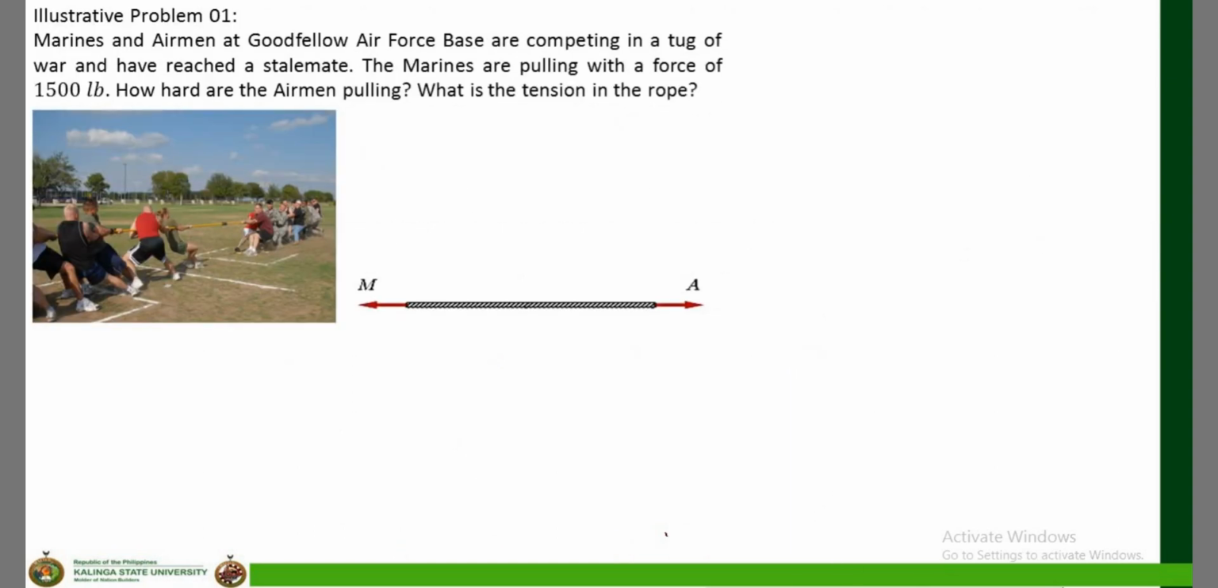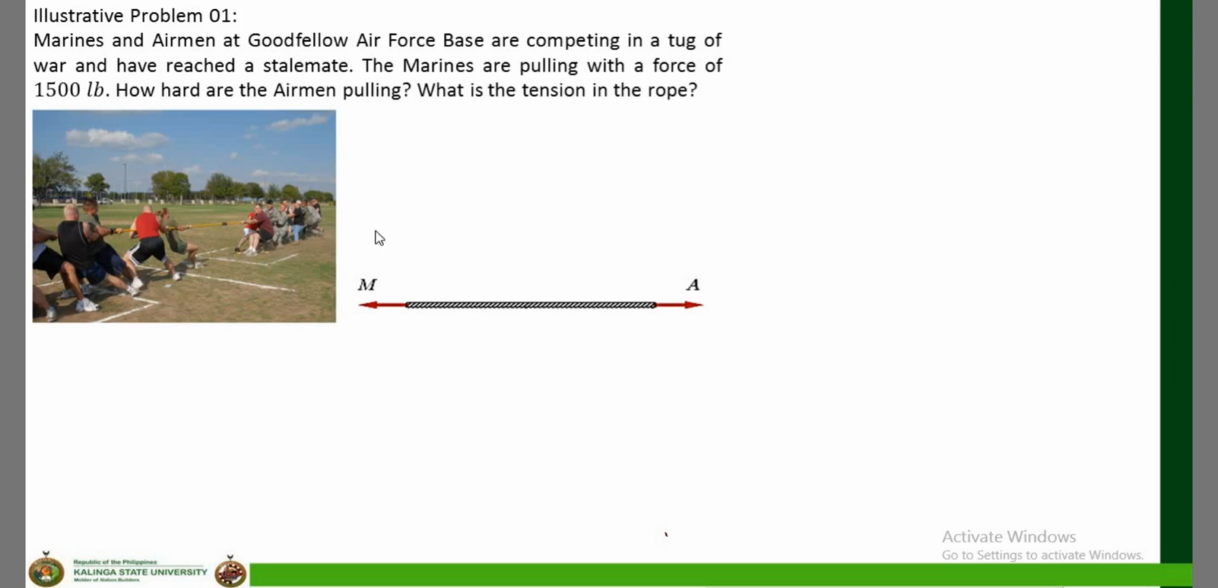So let's have an illustrative problem to further understand two-force body. Here, Marines and airmen at Goodfellow Air Force Base are competing in a tug of war and have reached a stalemate. The Marines are pulling with a force of 1,500 pounds. How hard are the airmen pulling? What is the tension in the rope?